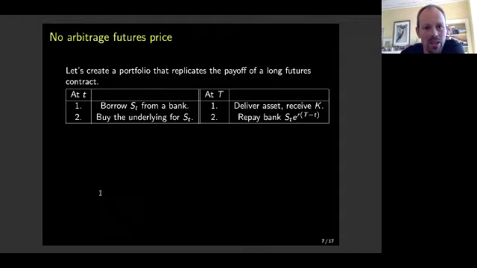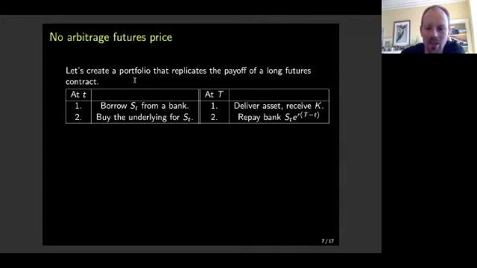So let's have a look at futures. So remember, a futures contract is where I agree to buy something at a future date, which is capital T, for an agreed strike, which is capital K. So let's say that I sold a long futures contract. In other words, I agreed to be the one who delivers the underlying asset and receive the strike amount. So how can I replicate the payoff of a futures contract?